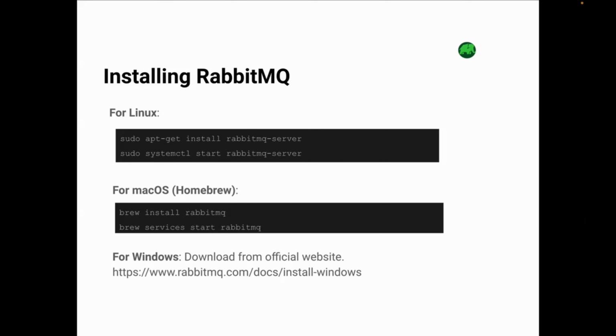Getting RabbitMQ installed is straightforward and only takes a couple of commands. First, open your terminal and run this command to install RabbitMQ. This will download and install RabbitMQ and all its dependencies. Once the installation is complete, you will want to start the RabbitMQ server. To do that, simply type sudo systemctl start rabbitmq-server. And that is how to install RabbitMQ on your Linux system.